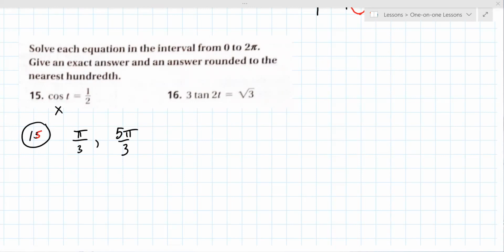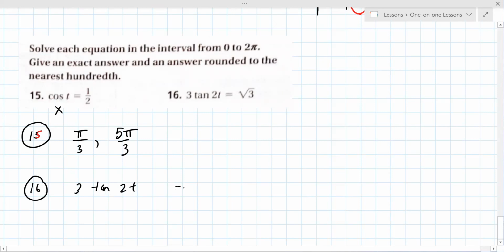Okay, so there's nothing there. Now 16 is more difficult. 16 is 3 tangent. There are so many extra things in this one that it's more difficult, but we'll talk about this. So first thing is you're going to make what's called a u substitution, because you never work with 2 times a number inside here. So your u in this case is 2t. So 3 tangent u equals square root 3.